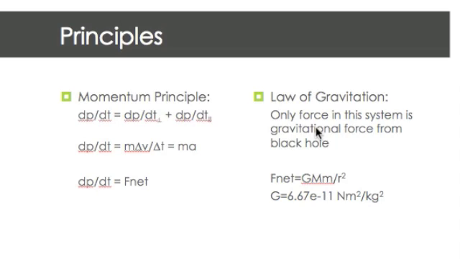Newton's law of gravitation is defined as G m m over r squared. The only force in this system is the gravitational force from the black hole, so we can treat F net as equal to Newton's law of gravitation.